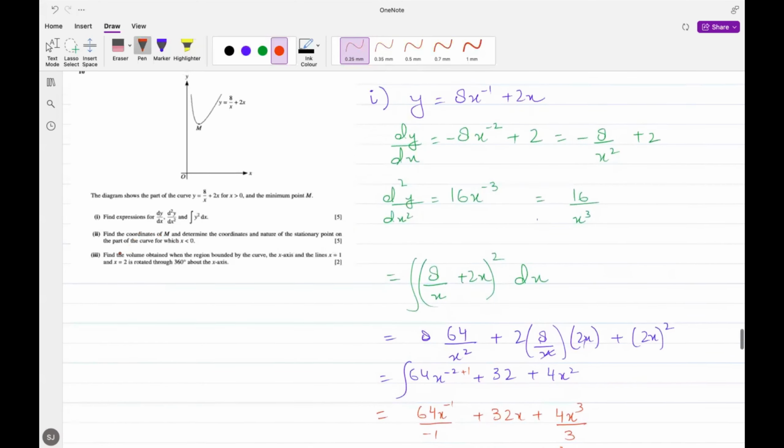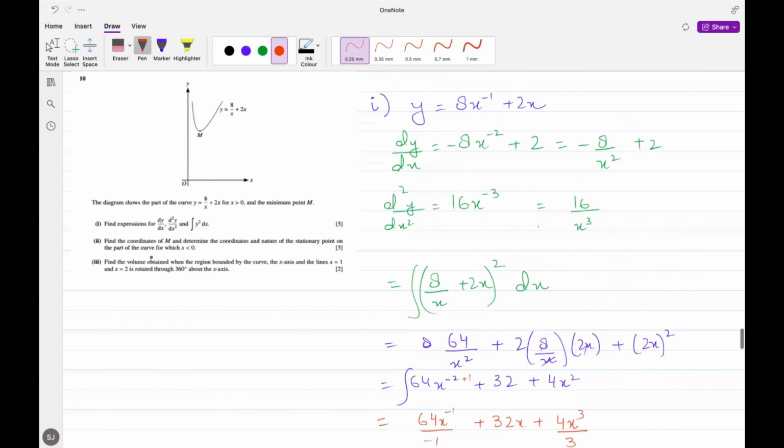So this was the first part. Now in the second part, it is asking us to find the coordinates of M and determine the nature of the stationary points. Now, as M is a minimum point, it means that dy/dx will be equal to 0. So in part 2, we'll put the dy/dx that we had in our first part. So dy/dx was minus 8 upon x squared plus 2 equals 0.